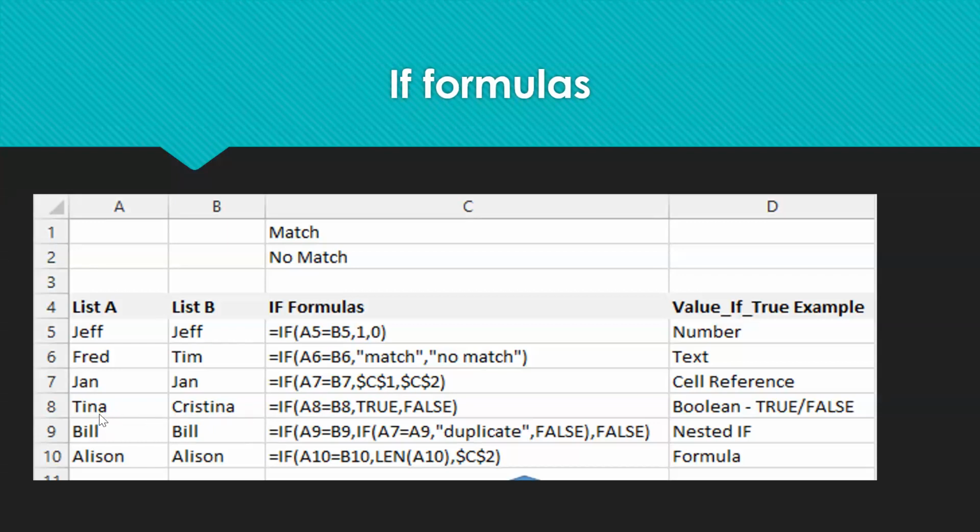So A8 we have Tina, and B8 we have Christina. Okay. So the value is not equal, so the answer will be false. The third argument will be printed.